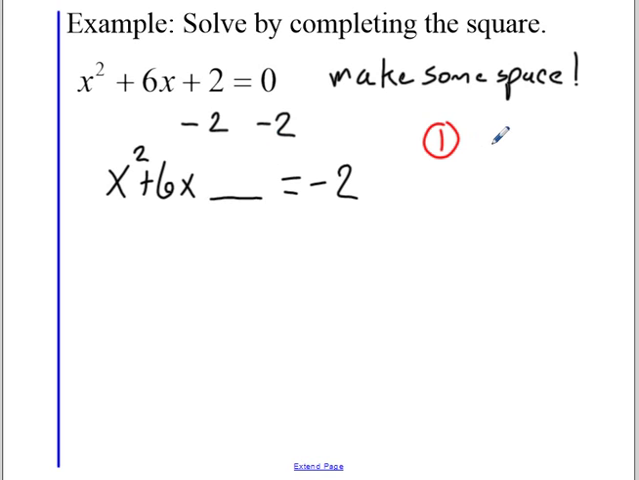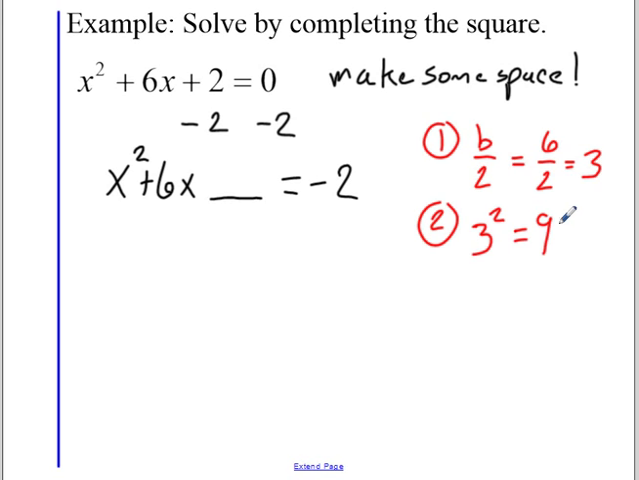The first step is to take the b and divide it by 2. In this problem, that would be 6 divided by 2, 3. Step 2 is to take that 3, take whatever number you get here, and square it. I get 9. 9 is my make some space number. 9 is the missing C number in my trinomial. So let's add a 9. Remember, whatever you do to the left side, you have to do to the right side.